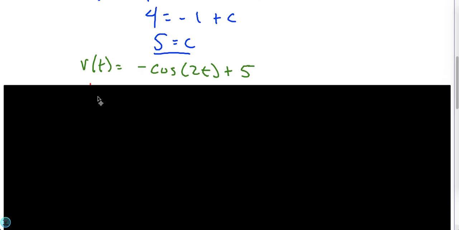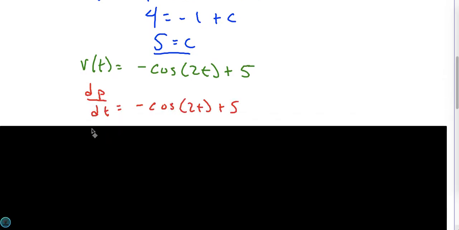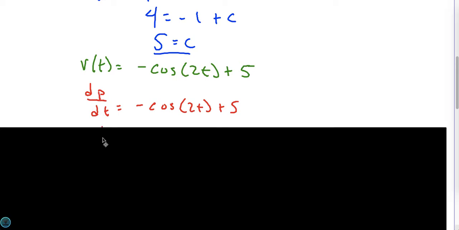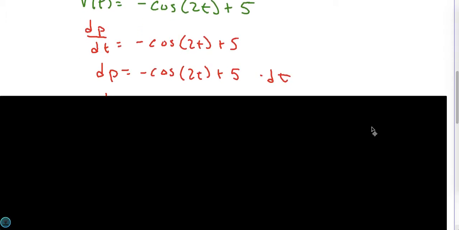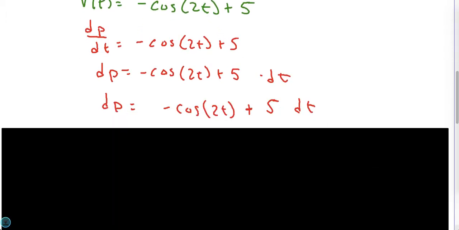But that's not a problem because velocity, recall, is defined as the change in position over the change in time. So based on that formulation, I'm going to replace the velocity with its derivative interpretation, the change in position over change in time, and just repeat the process. So multiply both sides by dt. That'll give me this formulation here. Integrate both sides.